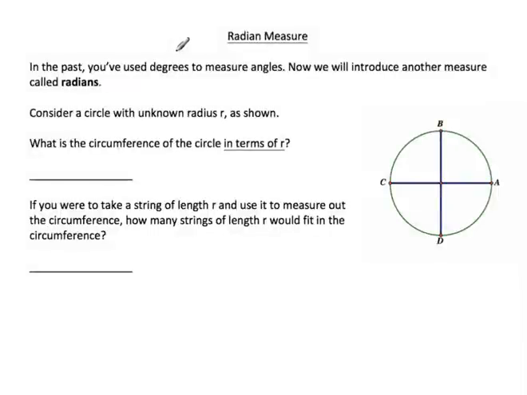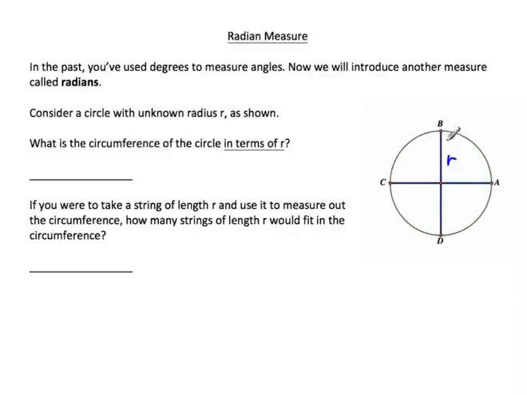In this video, we're going to introduce a new way of measuring angles called radian measure. In the past, you've probably used degrees to measure angles, so this will be a new method. Let's start by considering a circle, and let's say that we don't know the length of the radius of the circle, so we're just going to call it radius r.